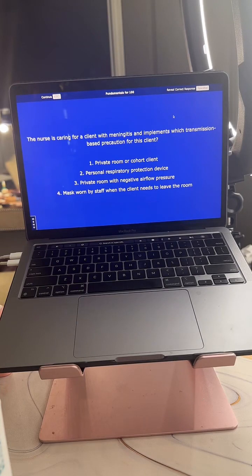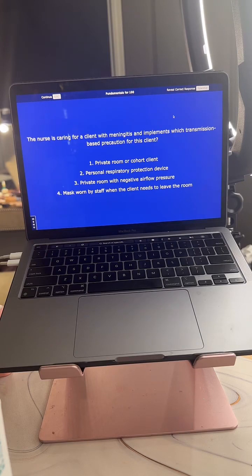The nurse is caring for a client with meningitis and implements which transmission-based precaution for this client? 1, private room or cohort client. 2, personal respiratory protection device. 3, private room with negative airflow pressure. Or 4, mask worn by staff when the client needs to leave the room.